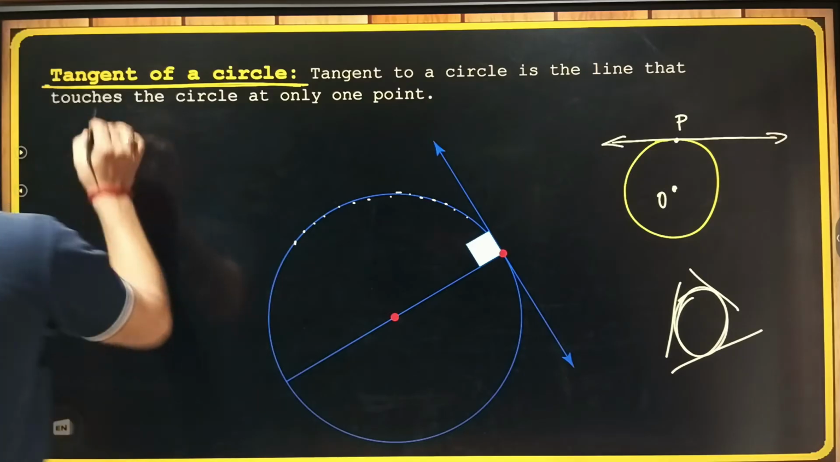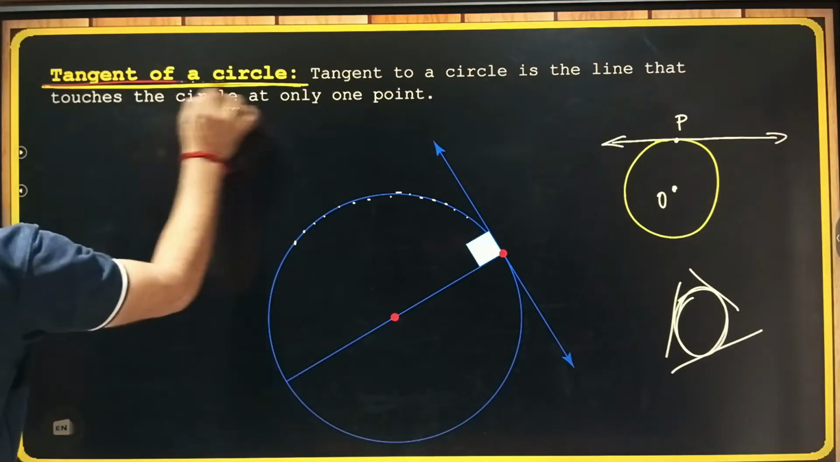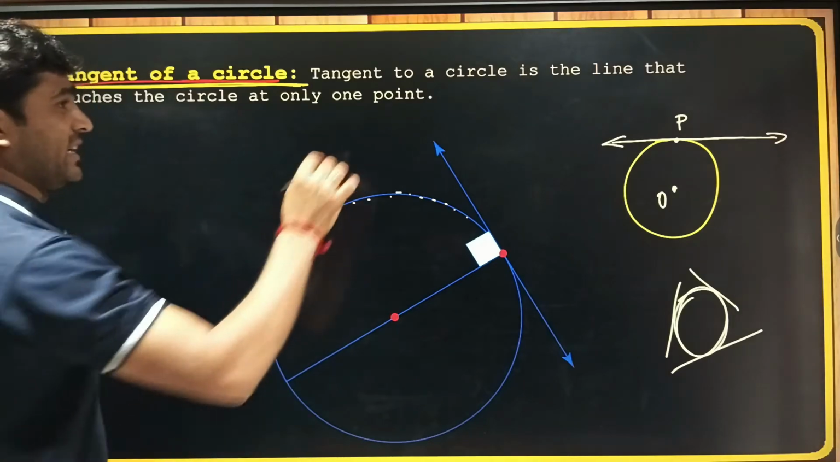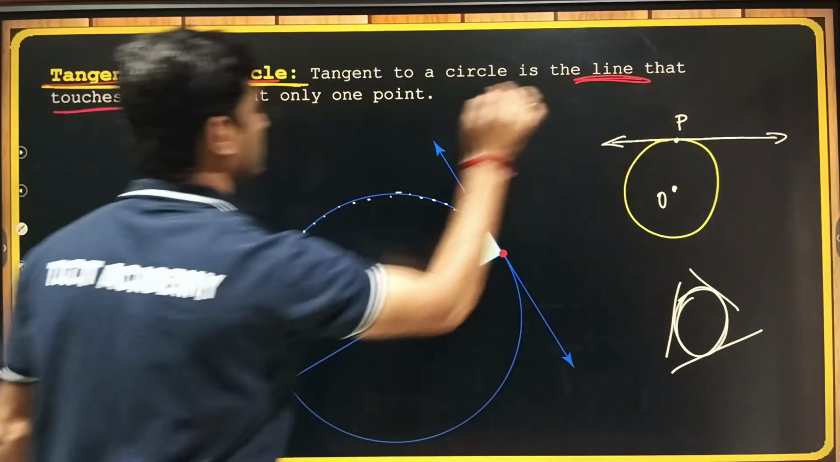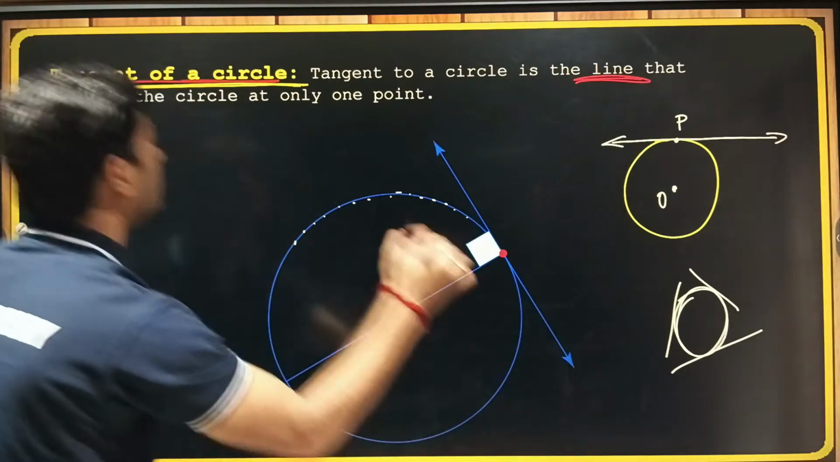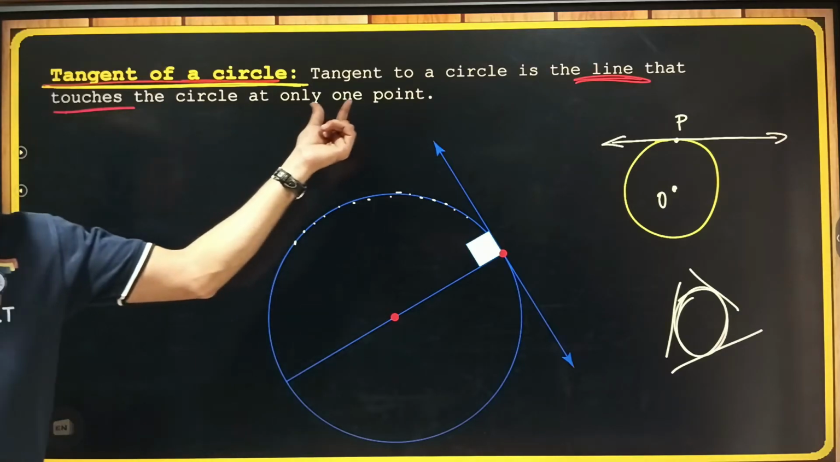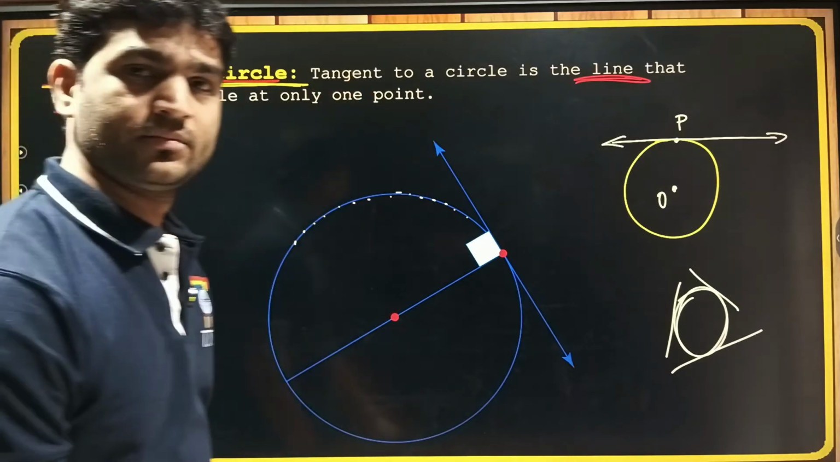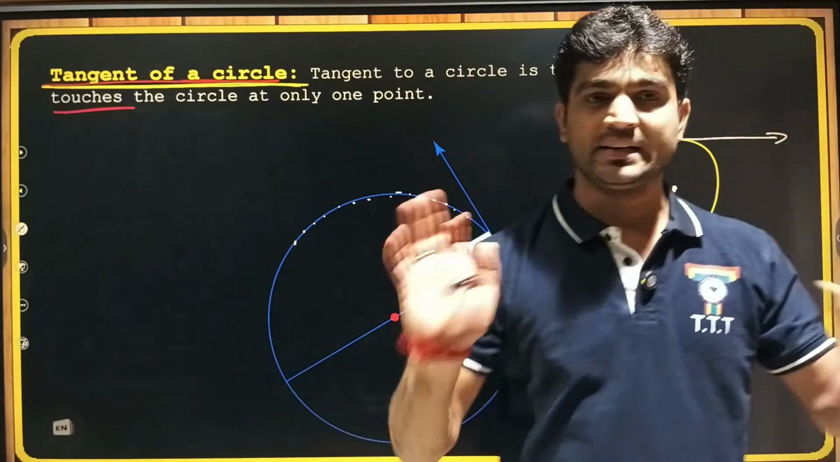Now let me state one definition. Tangent of a circle. See, observe carefully. The tangent to a circle is a line. Underline it. Line. There is a line that touches the circle at only one point. It touches at one point and passes, so we can call it a tangent.